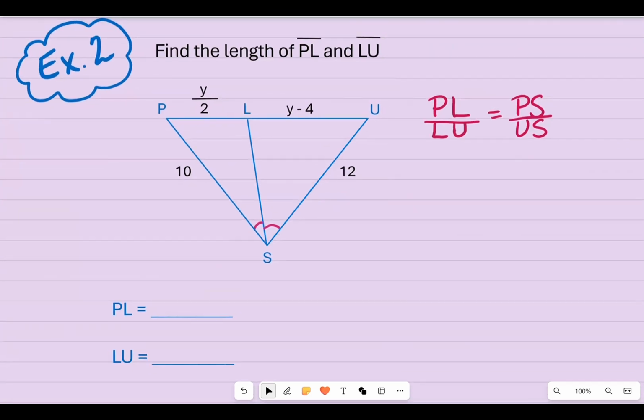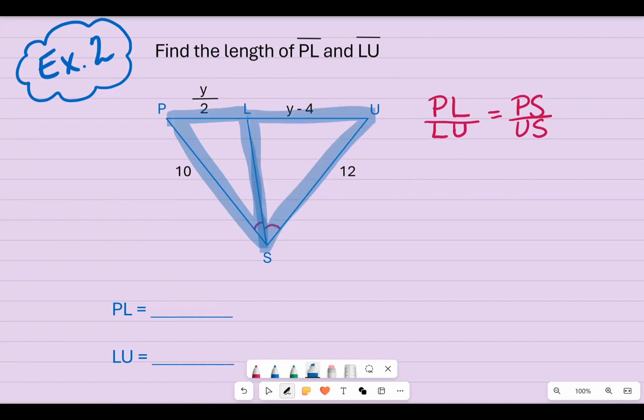For example 2, we are asked to find the length of segment PL and the segment LU, but this time we're going to use the triangle angle bisector theorem. It says an angle bisector of a triangle divides the opposite side into two segments whose lengths are proportional to the lengths of the other two sides. Maybe you don't see it, but there are two triangles here. There's one here, and then there's another one here.